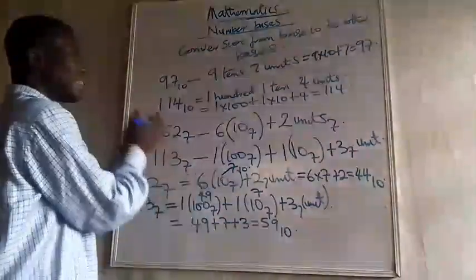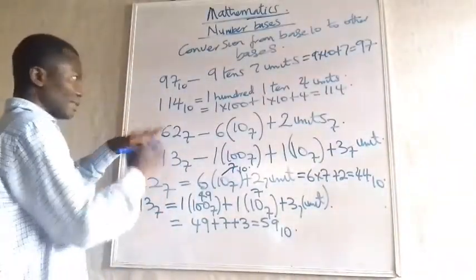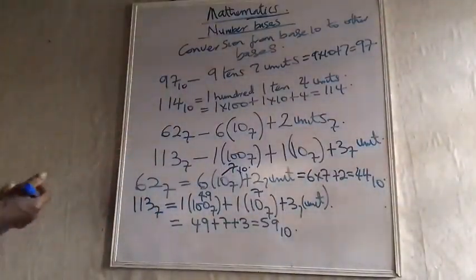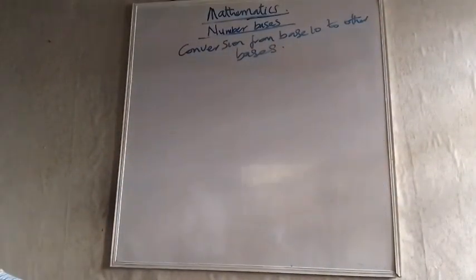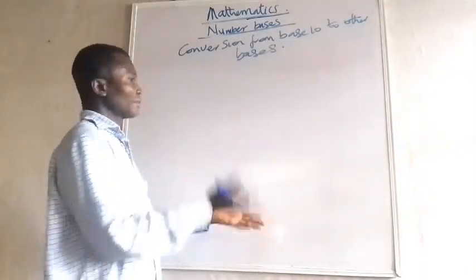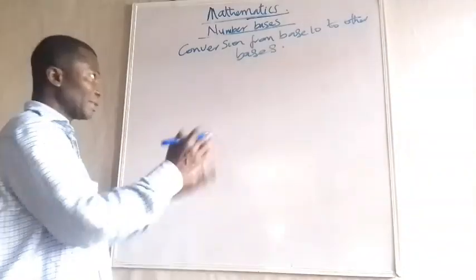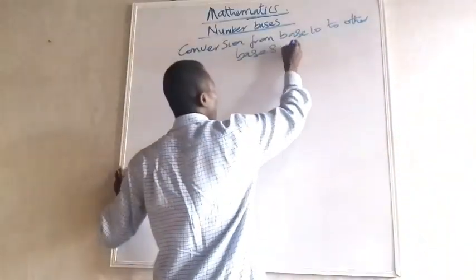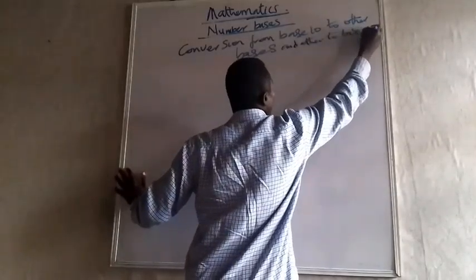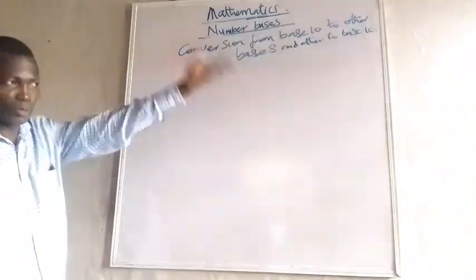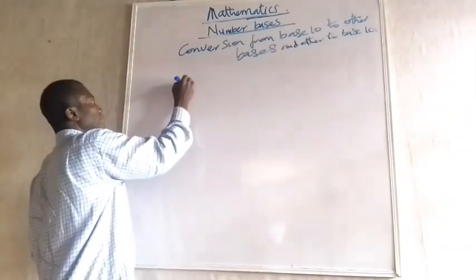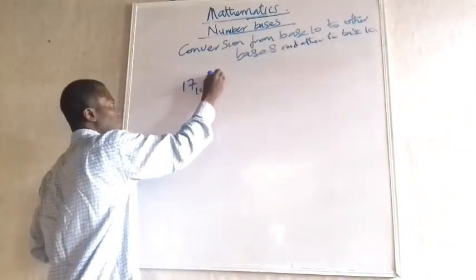I will now show you the easy standard way to convert. This is just to show you the broad perception you should have when you are converting from one form to the other. So I have talked about converting from base 10 to other bases, or from the other bases to base 10. Let's talk about from base 10 to the other number. Let's say I want to convert 17 base 10 to base 3.